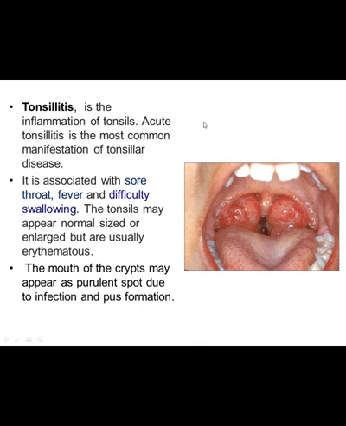Now we come to the applied anatomy. Tonsillitis, it may be acute or chronic. Tonsillitis is the inflammation of the tonsil. Acute inflammation or acute tonsillitis is the most common manifestation of tonsillar disease. It is associated with sore throat, fever, and difficulty in swallowing. Tonsil may appear normal sized or enlarged, but are usually erythematous. The mouth of the crypts may appear as purulent spots due to infection and pus formation.